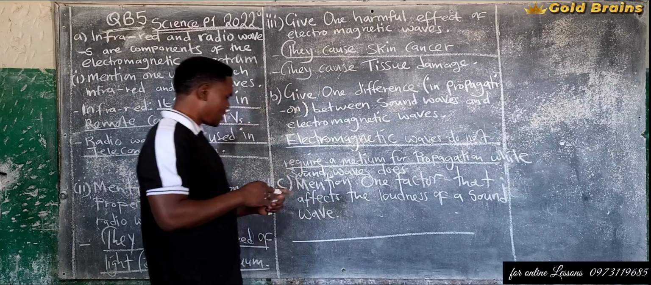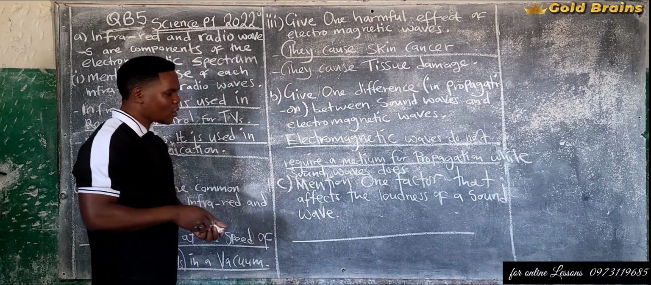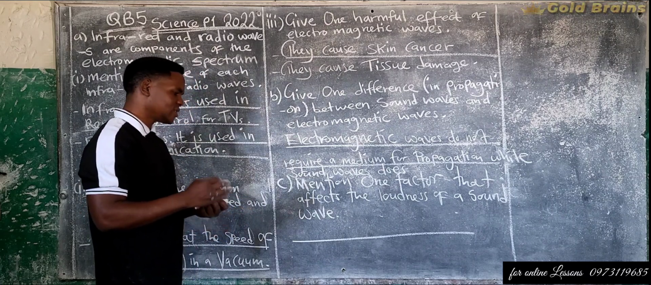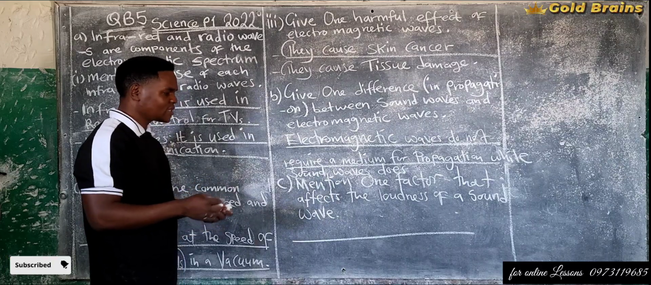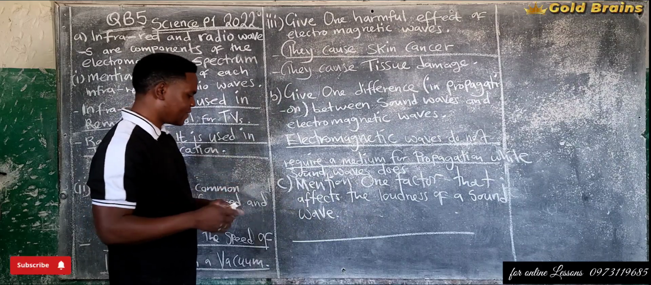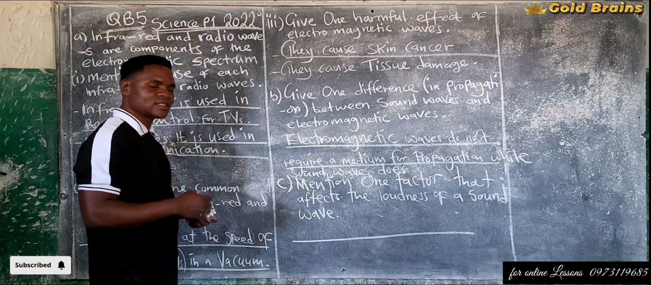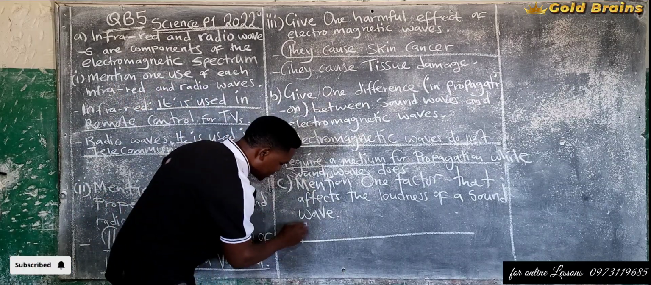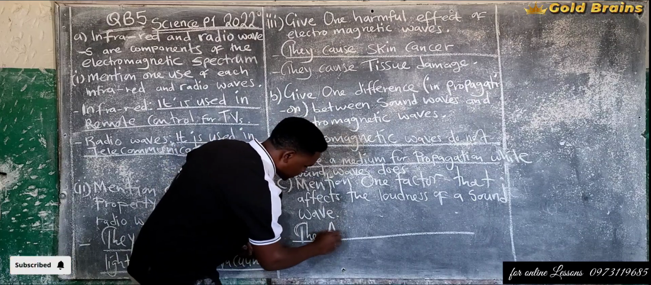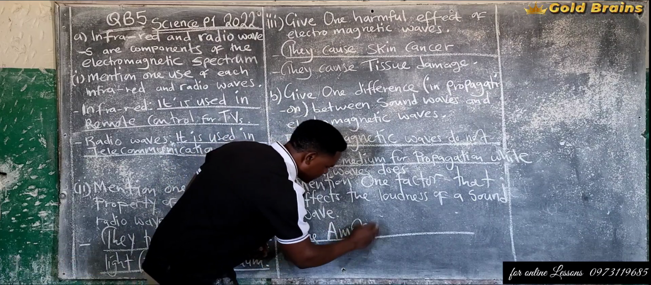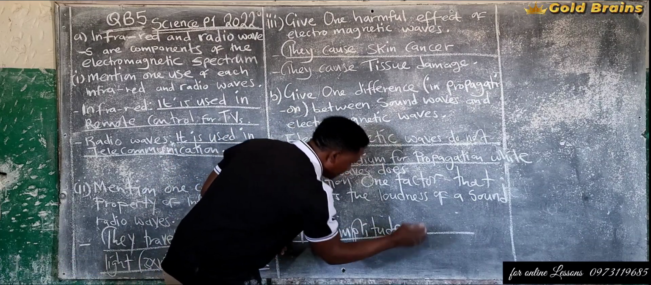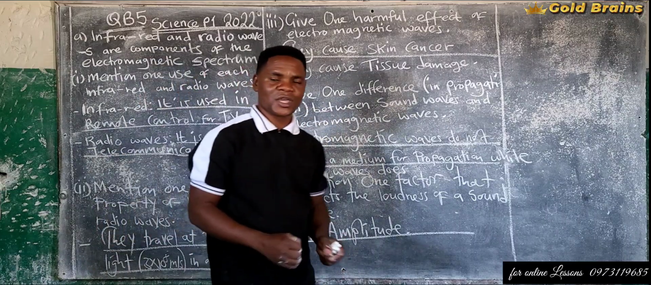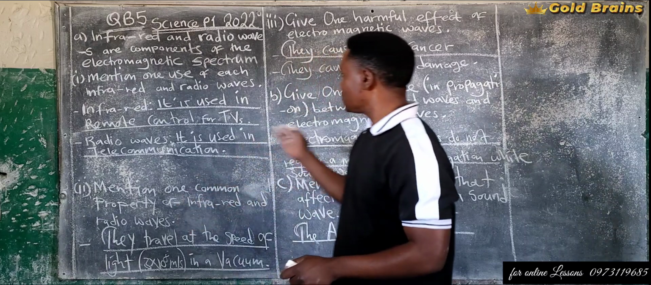All right. Then finally, they're telling us, mention one factor that affects the loudness of a sound wave. What factor affects the loudness of a sound wave? That factor is the amplitude. That is our answer here. The amplitude. So this is it, and these were the answers they wanted you to give in this question.